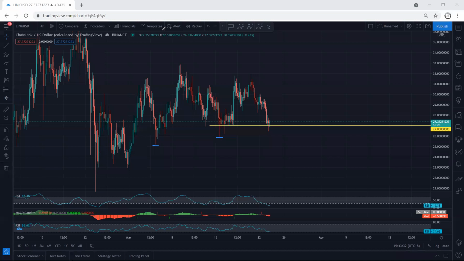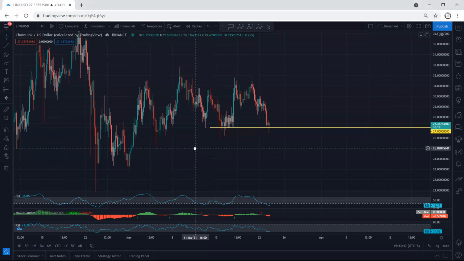That means if there is a breakout of 25.9, the next thing we're looking at is 25.2. Okay, but we are not looking for sell. We're looking for buy if we get a reversal.